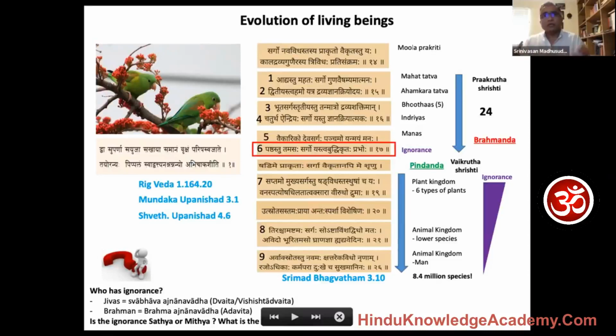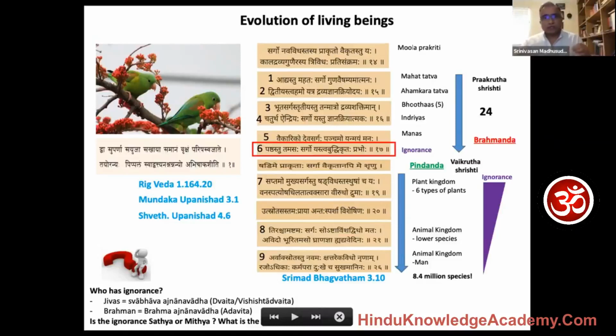So the question is, who has ignorance? So I have told you about the Bhagavatam, the 6th stage, and the various jivas have ignorance with various intensities. Now this is a key question as to who has ignorance. So do the jivas have ignorance, or Brahman himself, the Supreme God himself, has ignorance? Okay? So there are 2 schools here. The Vishishtadvaita and the Dvaita school of Vedanta would say jivas have ignorance, and that's called Swabhava Ajnanavada.